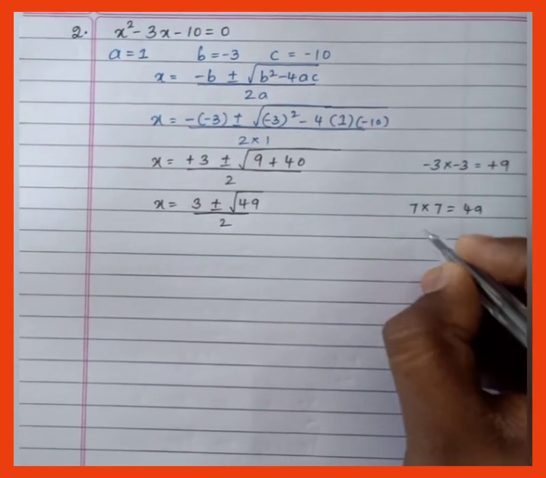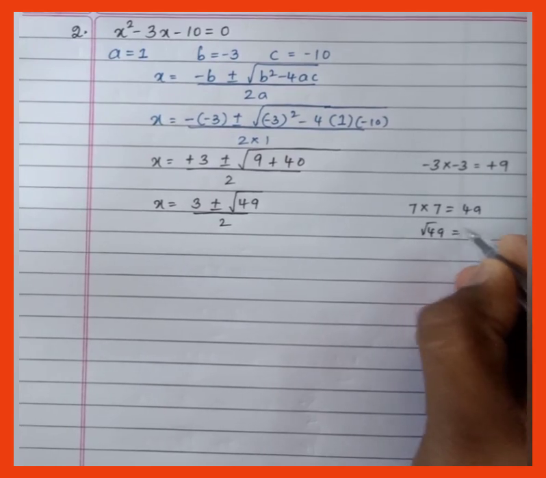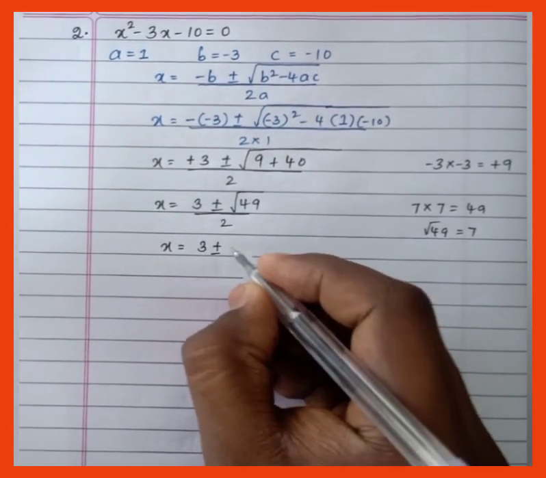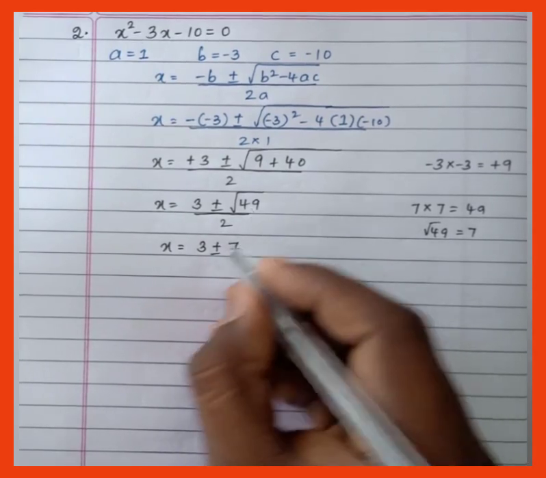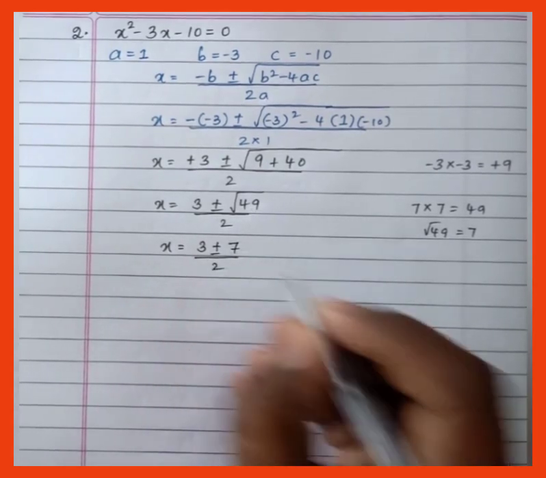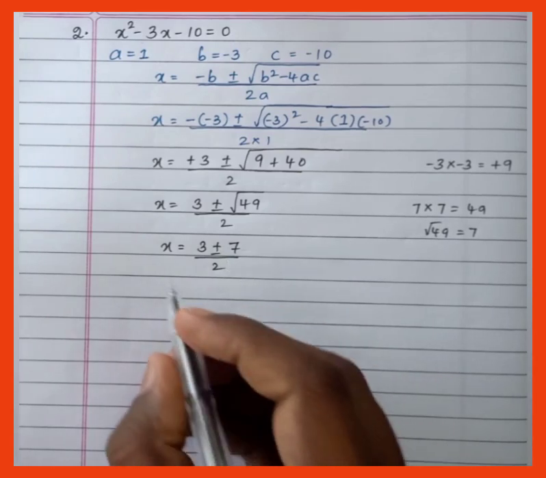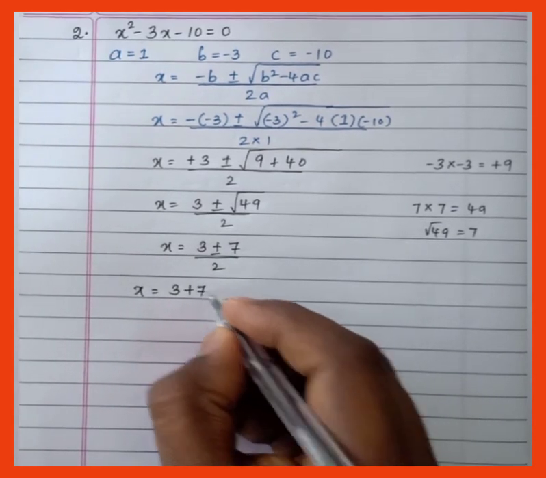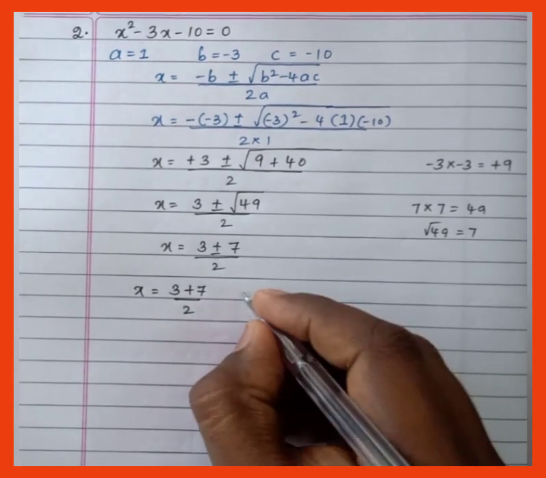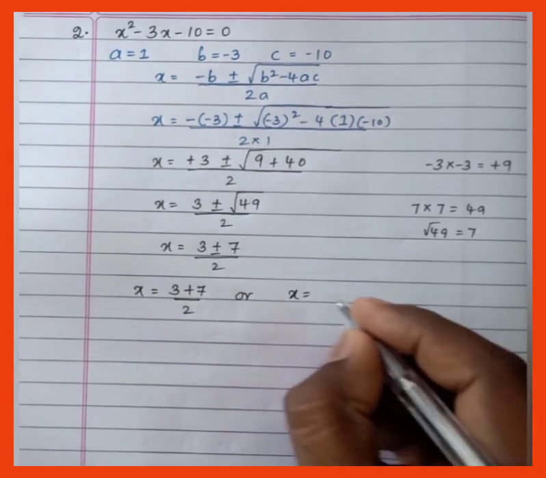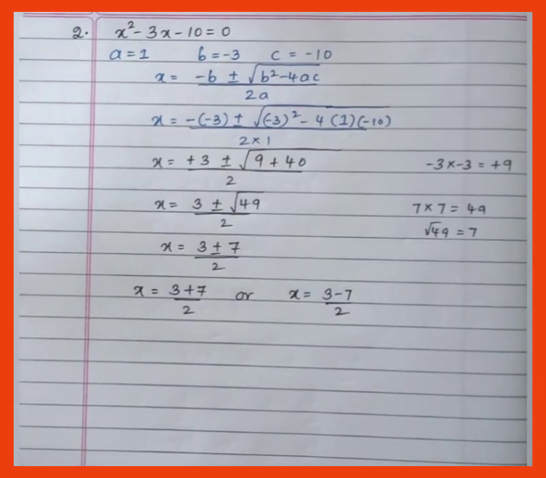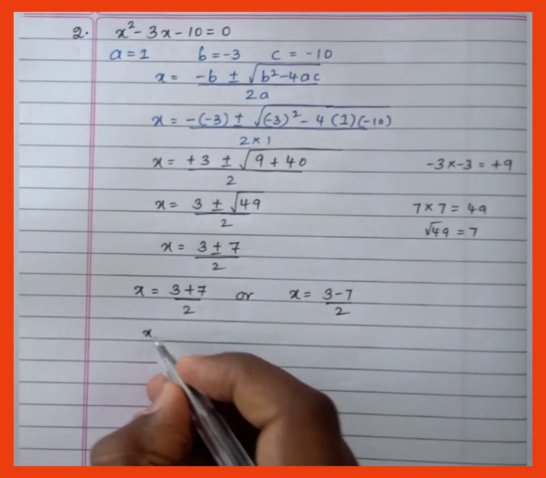What is the square root of 49? 7 sevens are 49. Therefore, square root of 49 is 7. X equals 3 plus or minus 7 divided by 2. Now take plus value and minus value, that is x equals 3 plus 7 divided by 2 and the next value is x equals 3 minus 7 divided by 2. We are taking both plus value and minus value.